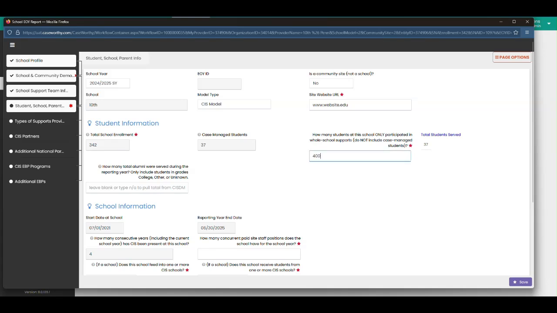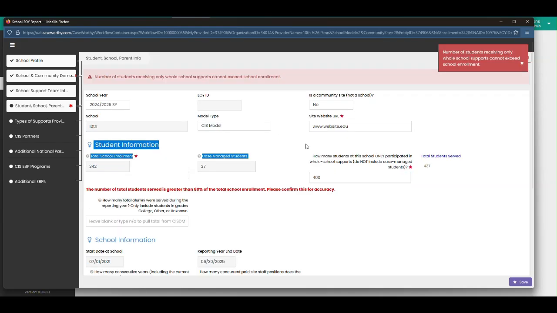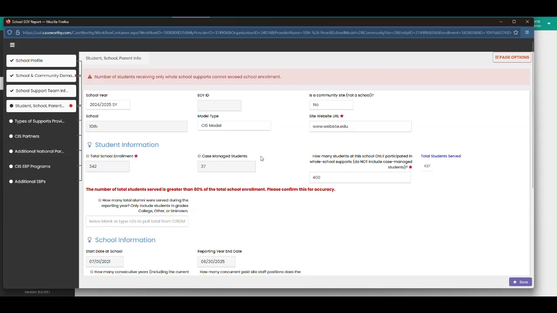If I put in 400 students, then I'm going to get a whole bunch of errors. But this number updates. It says the total students served we're calculating now is 437. So that's the 400 plus the case managed students. But now I'm getting a couple errors here. So if you do put in a number that exceeds the number of total students enrolled, you can't serve 101% of your school population. So that's going to be a flag.